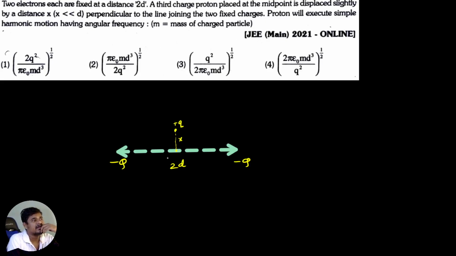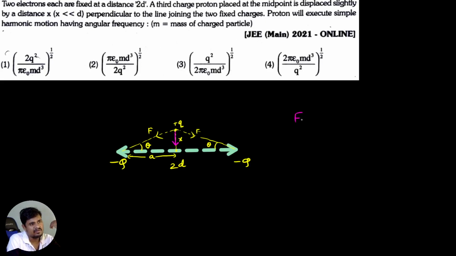Then it is saying that proton will execute simple harmonic motion with angular frequency. So that is true, because of this negative the force will be in this direction, and because of this negative the force will be in this direction. Let's say the forces are F and F here, this length I am saying as a, and this angle as theta here. So the resultant force, if we calculate, will be in the downward direction along this line.